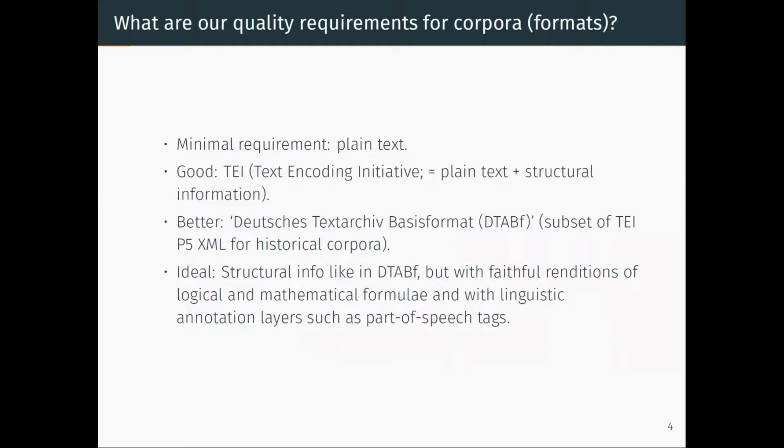So what are our quality requirements? What are the formats that we need in our research? We would like to be able to use text mining tools, distributional semantics, machine learning techniques. We would like to explore the possibilities of applying those methods. The very minimal requirement we have for our text is just to have plain text. It would be better to have TEI format, the Text Encoding Initiative, which is the plain text plus some structural information. And even better is the TEI of the Deutsches Textarchiv, which is really a subset of the text specialized for historical texts.